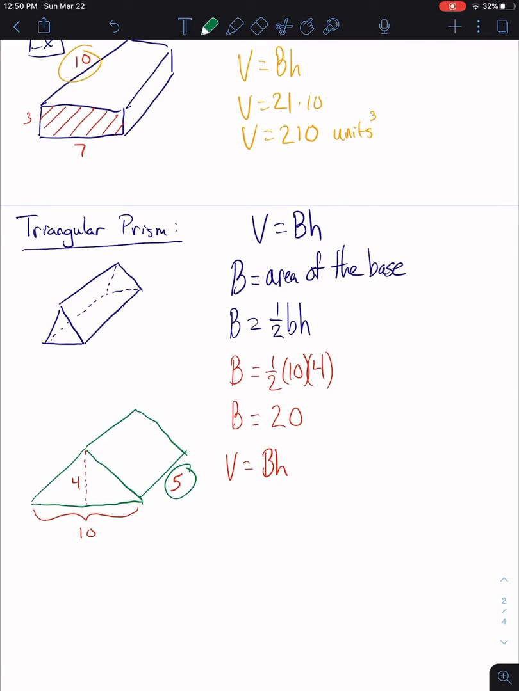So we're going to end up with volume is equal to 20 times 5. Volume is equal to 100. And again, just like last time, until we get a unit, this is going to be units cubed. Again, three-dimensional shapes, three-dimensional objects here. So it's all about finding those bases.